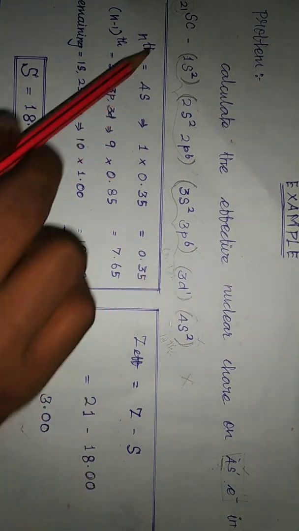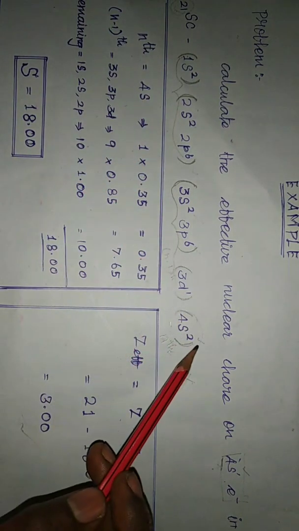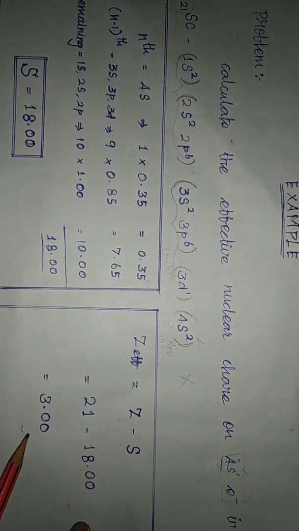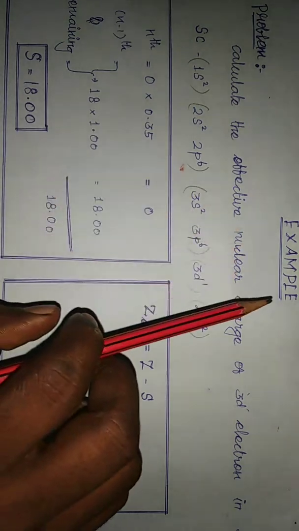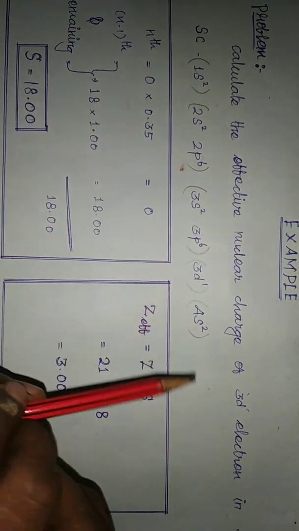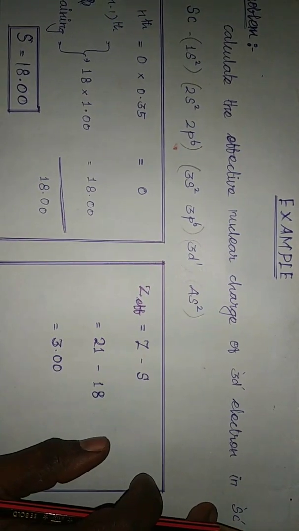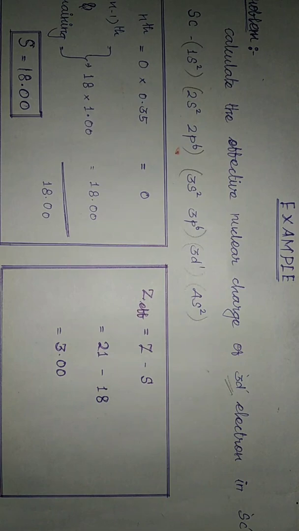Is it clear? First we have written the electronic configuration, then grouping, identification of the electron of interest, then calculation of the S value, and calculation of the effective nuclear charge. Okay. One more example we can see using the same scandium atom. This is another example, the same problem: scandium atom, but the orbital is changed. In the former case it was the 4s orbital, but now it is the 3d orbital.